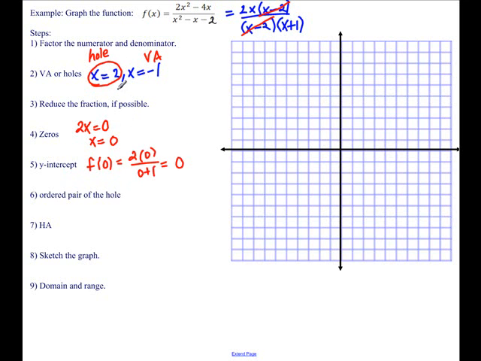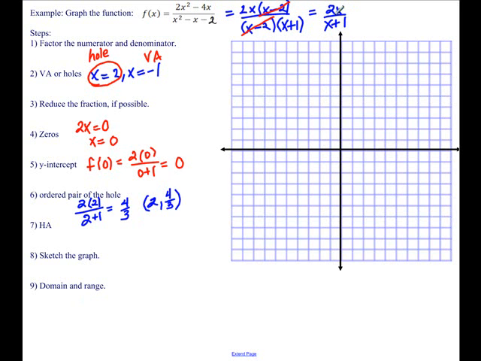Now let's go back to find the ordered pair of the hole. So we know the hole occurs when x is 2. We can't plug it into the original form because we would get 0 in the denominator. So we want to plug it into this remaining expression, which is 2x over x plus 1. So if we plug in 2, we would have 2 times 2 over 2 plus 1, which is 4 thirds. So that means our hole will be at 2, 4 thirds.